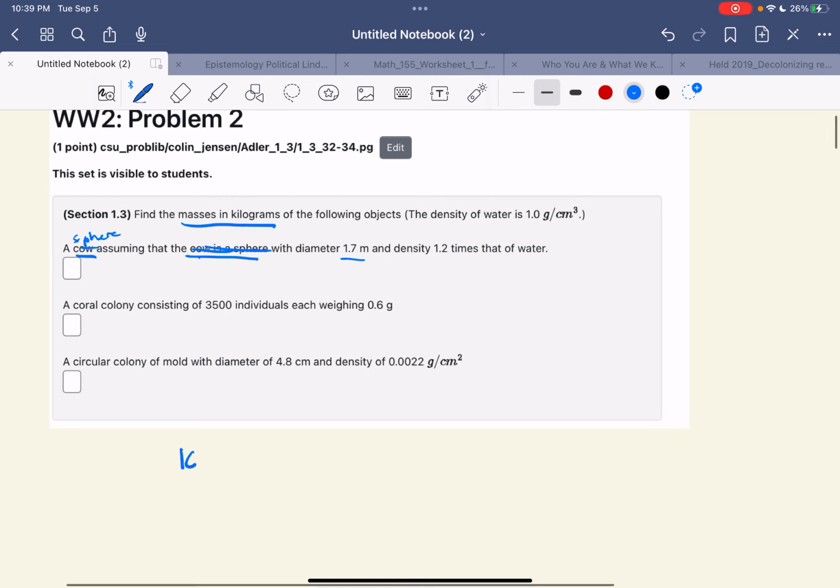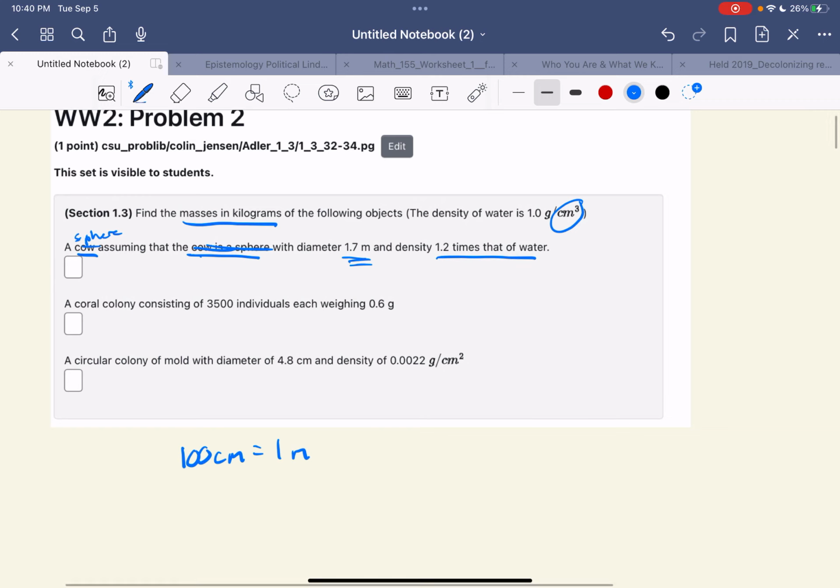Okay, there's 100 centimeters in 1 meter. That's going to be useful because we have centimeters cubed and here we have meters. So in the context of the problem, I'm seeing lengths given in different units. I also read this a few times. The density of this sphere is 1.2 times that of water.